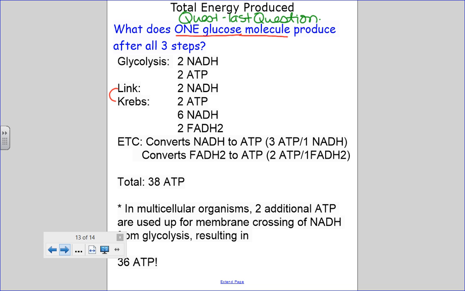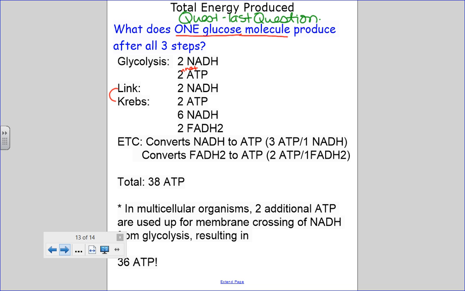So when I talk about glycolysis, notice I'm not focusing on the carbon compounds. We already know that CO2 comes out in the Krebs cycle. I'm focusing on the energy compounds. Glycolysis produces 2 NADH and 2 net ATP. You might recall yesterday, you actually get 4, but you had to use 2.